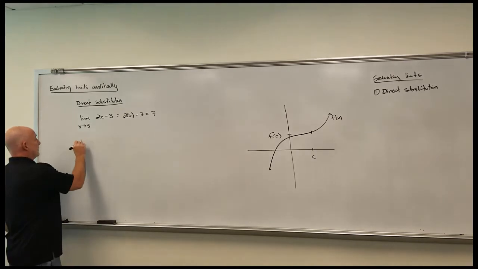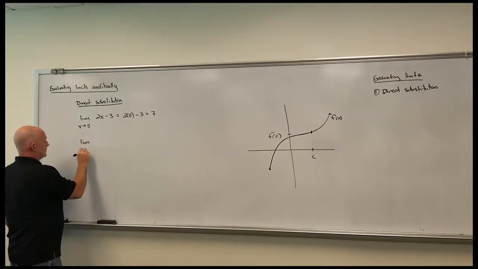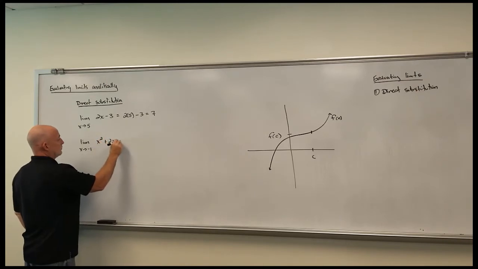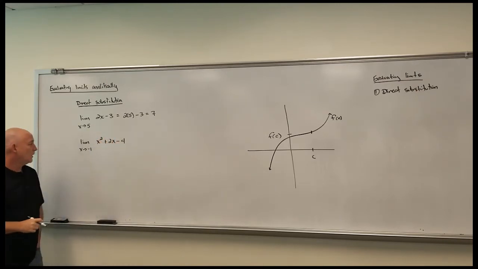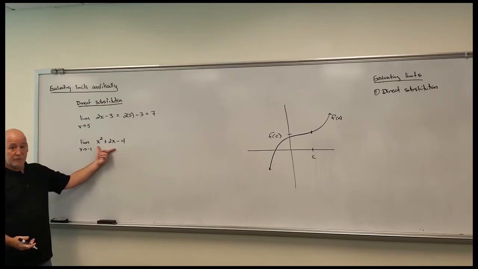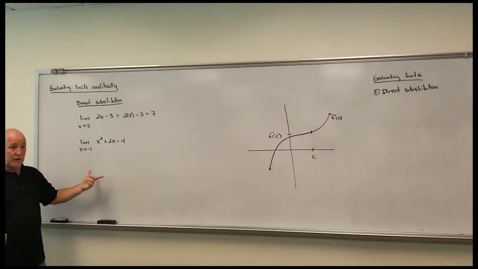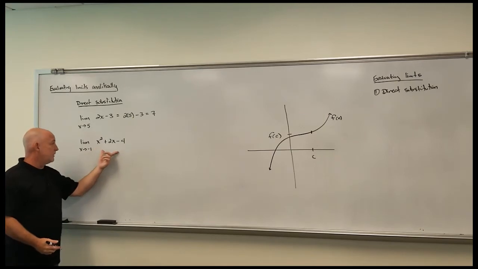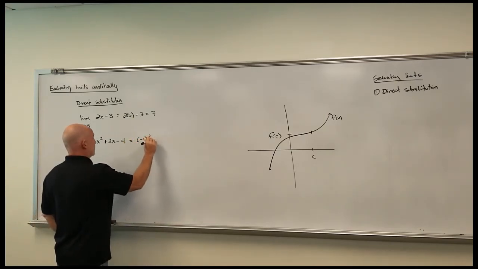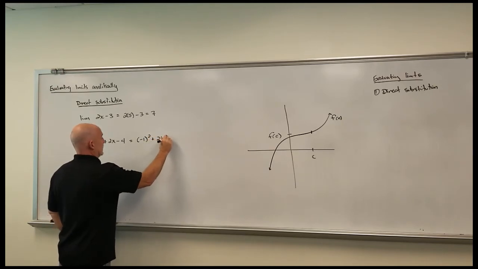Or if we had something like the limit as x approaches -1 of x squared plus 2x minus 4. Again, we always want to try direct substitution first. I know that this is just a parabola. I know that's continuous everywhere. And so if I plug this value in, I should get a value out. So if I plug -1 in there, it's (-1) squared plus 2 times (-1) minus 4.